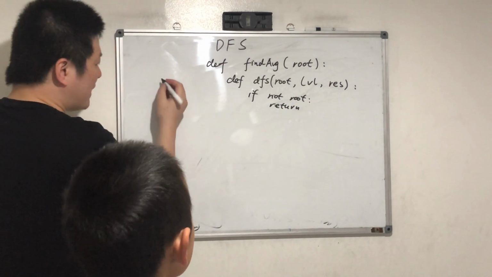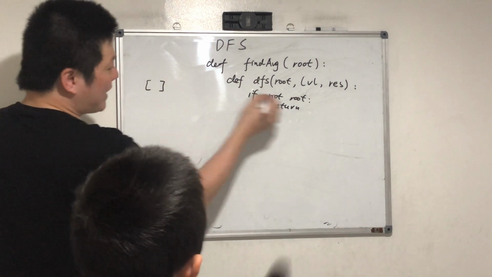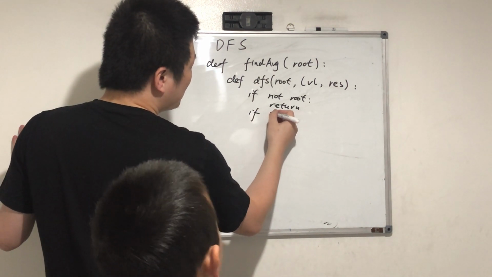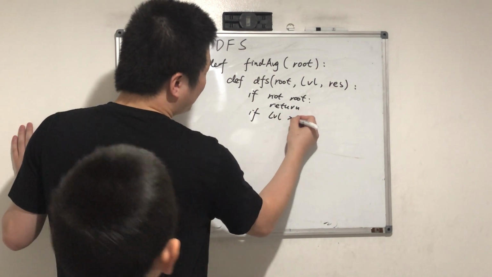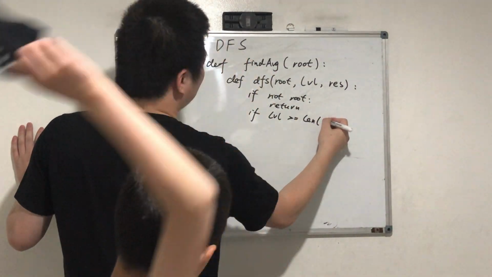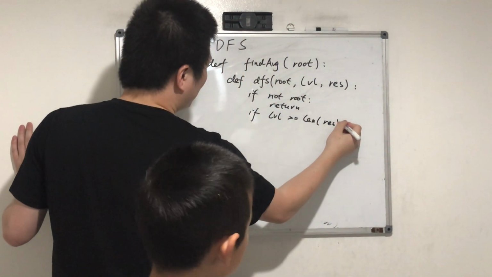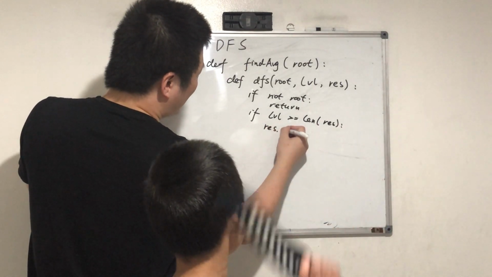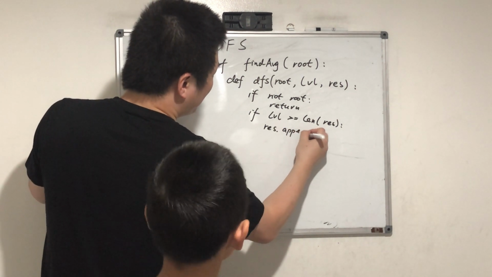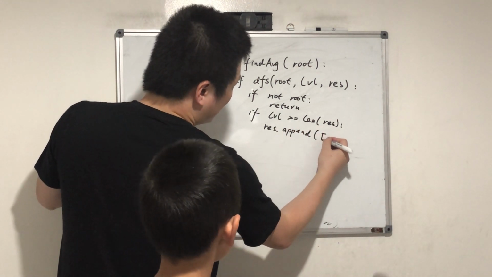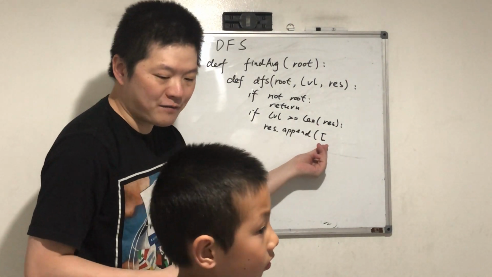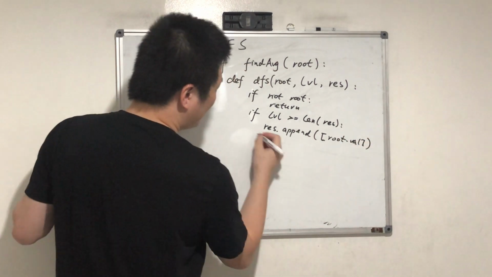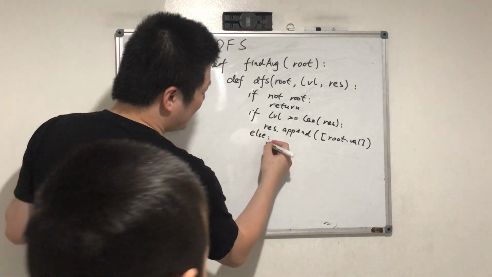Now I have a list which is at the beginning empty. Now I need to find if the level is bigger or equal than the length of the result. Okay, so we found a new level. I want to push this: result.append a new list. We are currently finding a new level, so I want to push the root of value in it, right?